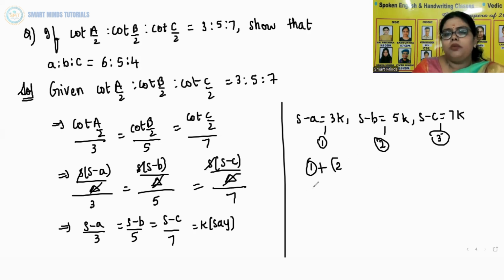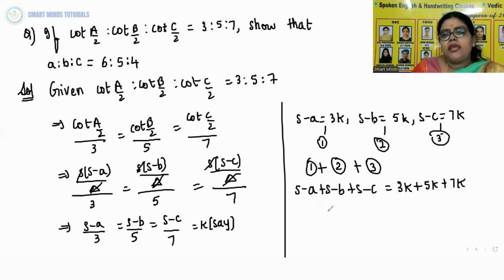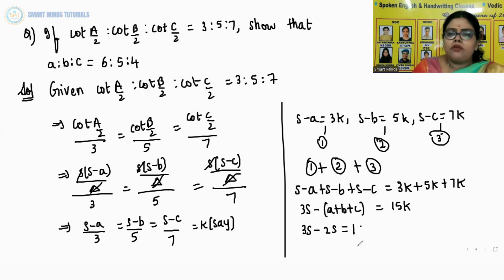Now let us add 1, 2 and 3. So we will get (s-a) + (s-b) + (s-c) = 3K + 5K + 7K. S plus s plus s is 3s, minus, if you take common, a + b + c, equals 15K. Now we know that a + b + c can be written as 2s, so 3s - 2s = 15K. So s is equal to 15K. Now we got the value for s.